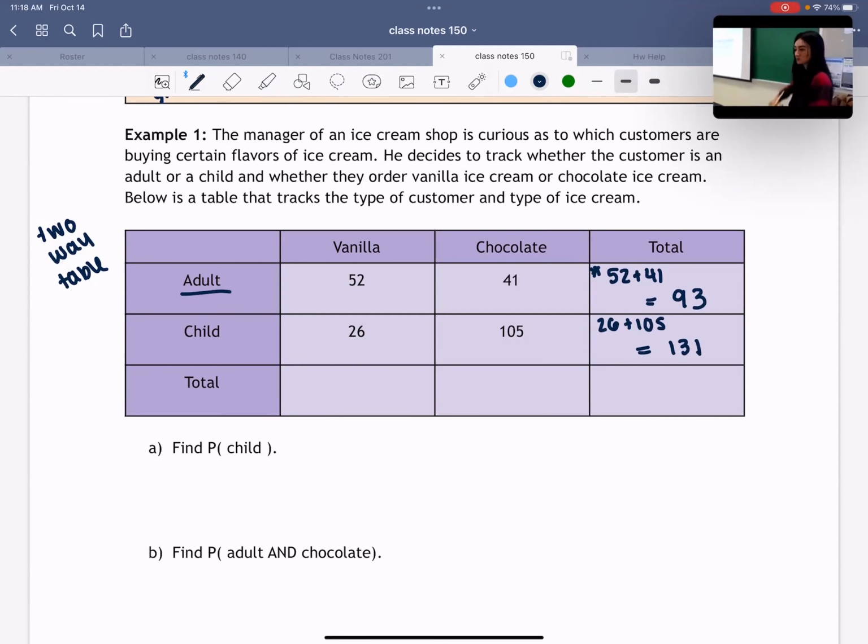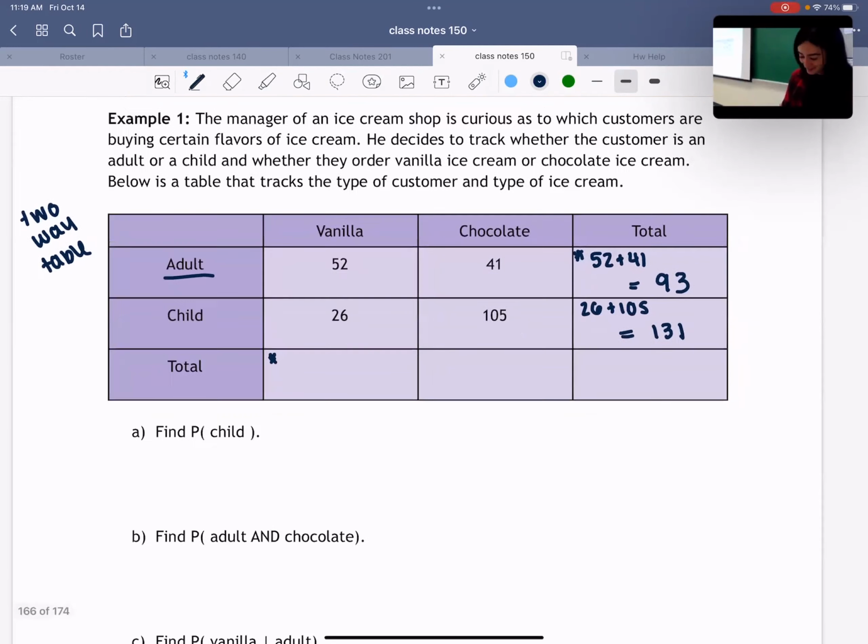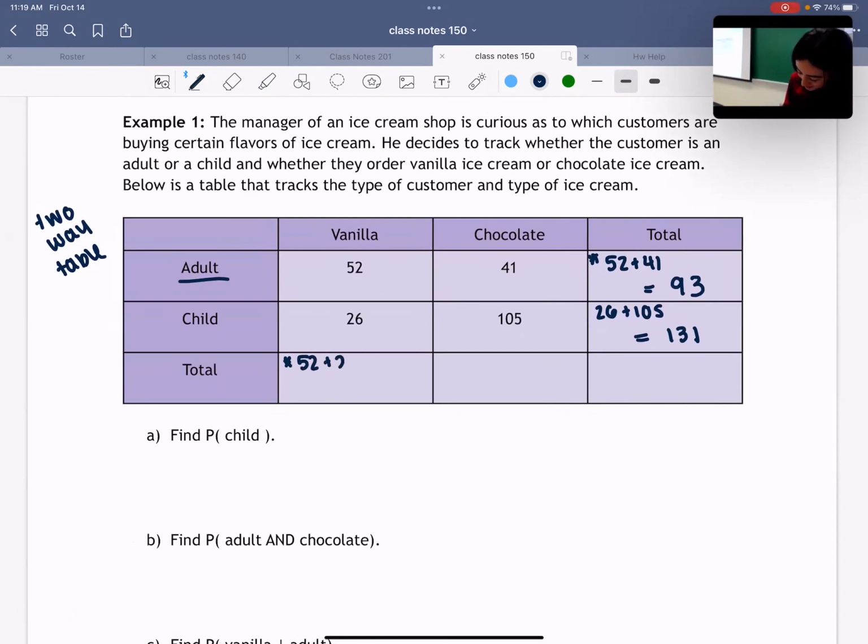Now, let's go to the bottom boxes here. The one I just highlighted here is underneath vanilla. 52 represents the amount of adults that like vanilla. 26 represents the amount of children who like vanilla. How would I find the total? Add them together again, right? So 52 plus 26 gives me 78. And then the same thing goes with the chocolate. So 41 plus 105 is 146.